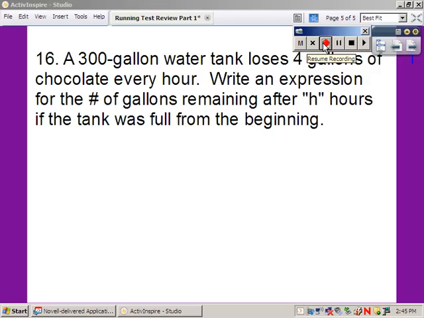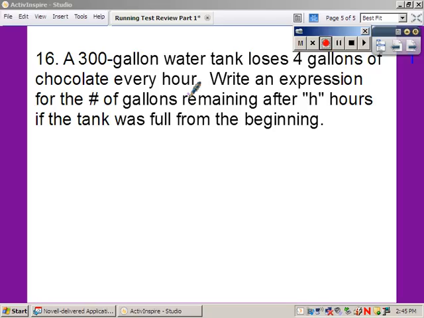Okay, last thing for this page is to write an expression for a word problem. So writing an expression is not usually too bad. We basically want to say we have a 300-gallon water tank and it's losing 4 gallons of chocolate every hour. Write an expression for the number of gallons remaining after 8 hours when the tank is full from the beginning.